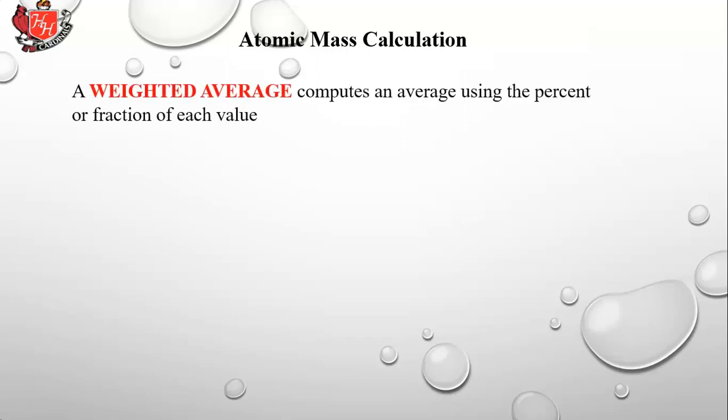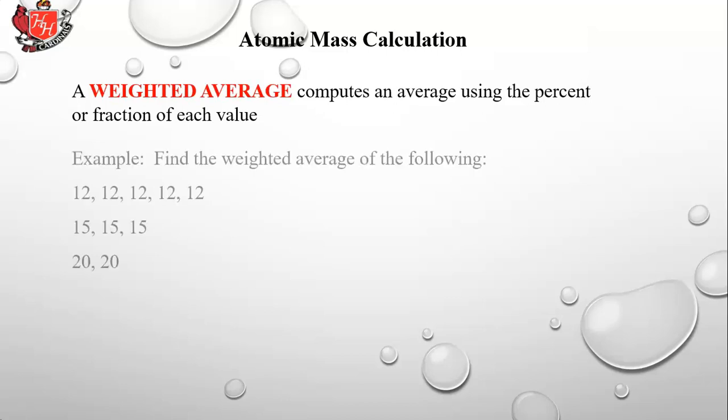So a weighted average computes the average using the percent or fraction of each value. So for example, find the weighted average of the following. If we were just asked to find the average of 12 and 15 and 20, you'd add up 12 plus 15 plus 20 divided by 3. But here you have 5 12s, you have 3 15s, and you have 2 20s. Well, you could use that same method.